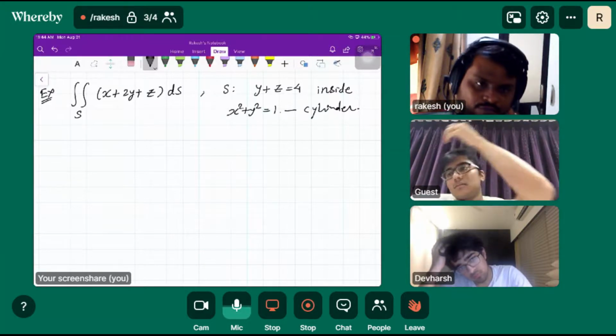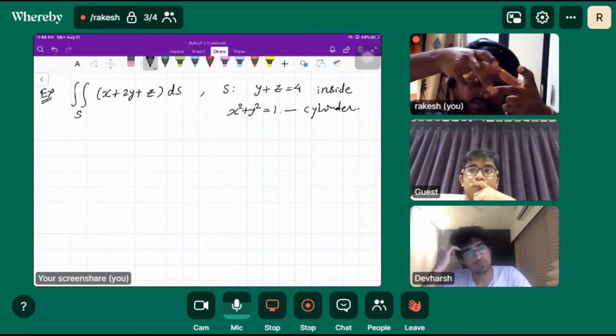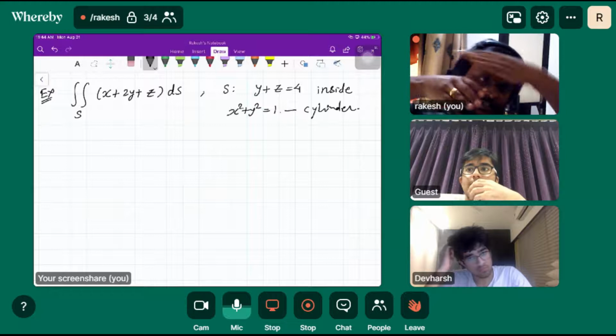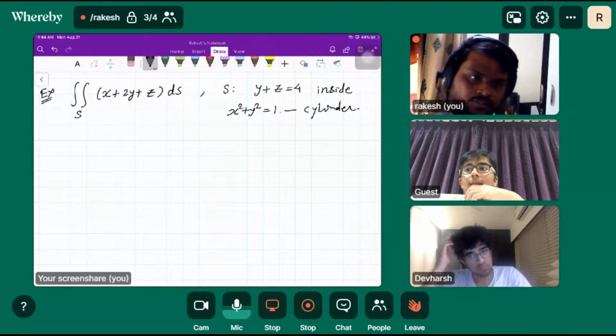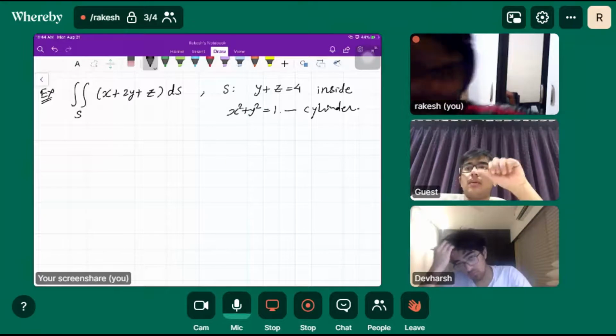So that would be the surface. Our surface would be like this. Can you see that? Because the plane intersects the cylinder, it would be like that, an ellipse kind of shape.